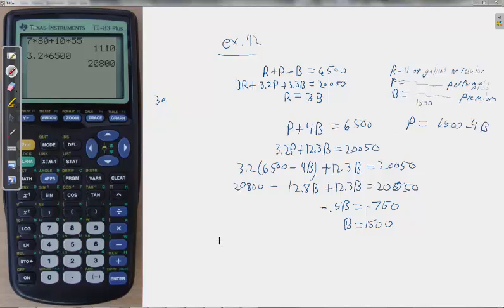And let's see, what do we have? We had R equal 3B, so R equals 3 times 1,500, which would be 4,500. And we had P. Well, I guess I could use it right here. P equals 6,500 minus 4B, which would be 6,500 minus 4 times 1,500, that's actually 6,000, so that would be just 500.